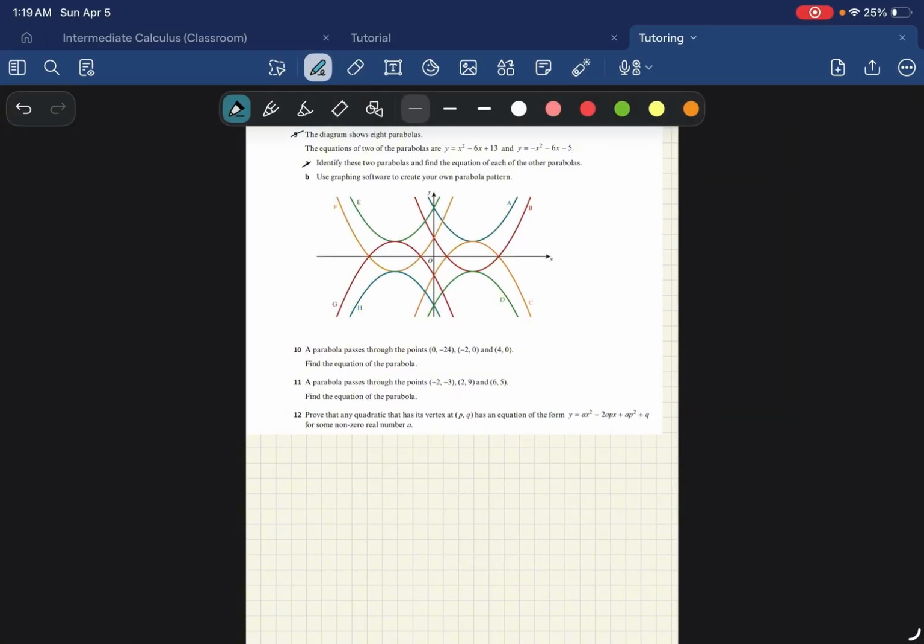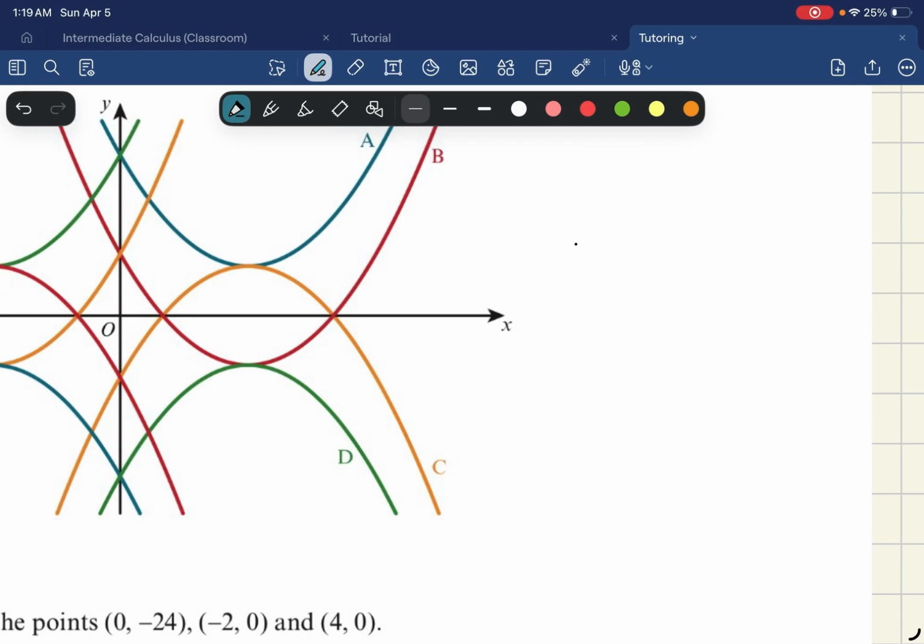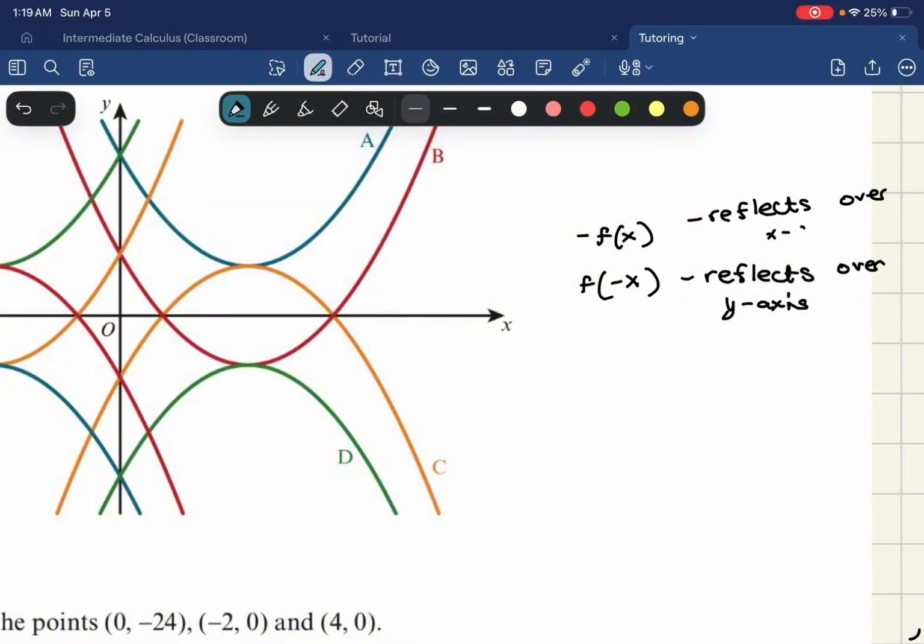So we've discussed two important things. Reflection over the y-axis, you take f of minus x. Reflection over the x-axis, you take minus f of x. So f of minus x reflects over the y-axis. Minus f of x reflects the curve over the x-axis.